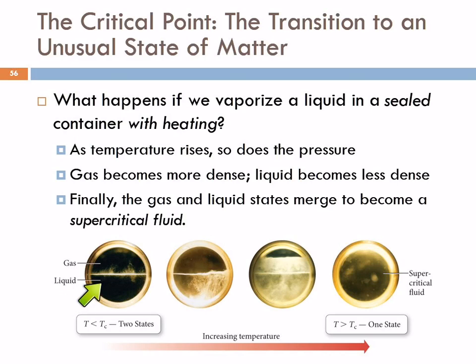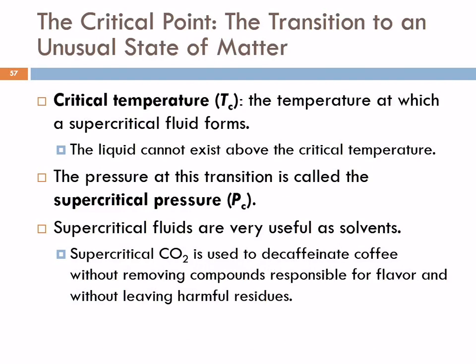So here is a peek into a window of a sealed chamber where this is occurring. Here's the liquid and the gas. As we heat it and it's sealed, the pressure increases, and at some point the meniscus disappears. The boundary between gas and liquid disappears. That's called a supercritical fluid. The temperature at which that occurs is called the critical temperature. Above the critical temperature for a substance, the liquid cannot exist. The pressure at that transition is called the supercritical pressure.